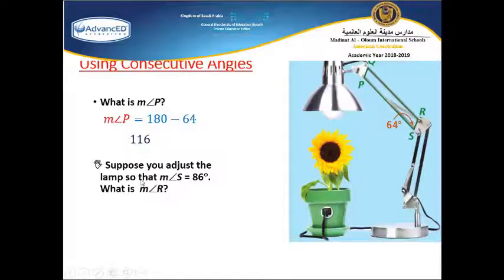The second question: suppose you adjust the lamp so that the measure of angle S is 86. What is the measure of angle R? Also, angle S and angle R are consecutive angles. To find the measure of angle R, we subtract the measure of angle S, 86, from 180 to get that the measure of angle R equals 94.